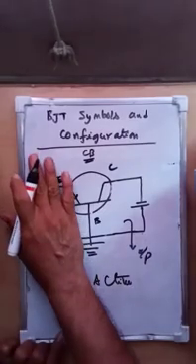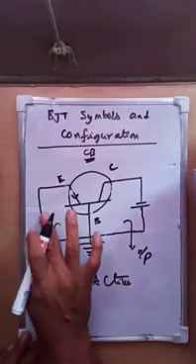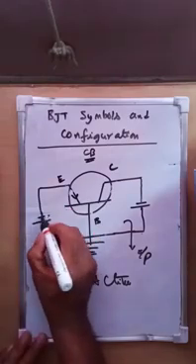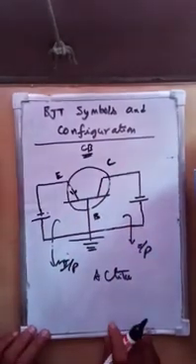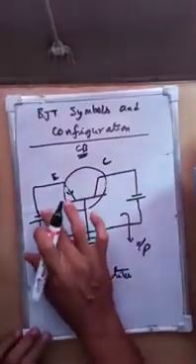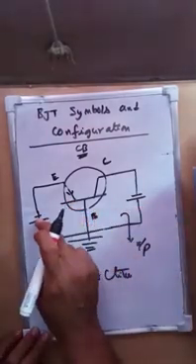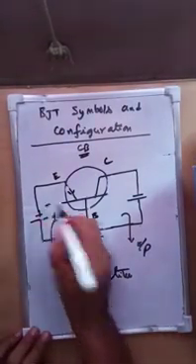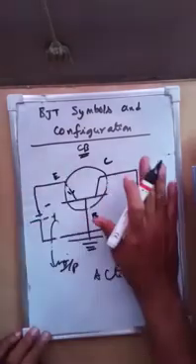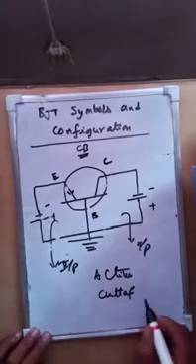Since the input port is connected in forward bias and the output port is connected in reverse bias, this is what is called the active region. And similarly, if negative is connected to this and negative is also connected to this, so this is what is called the cutoff region. That means this is negative and negative, this is reverse bias and this is also reverse bias. This is what is called the cutoff region.